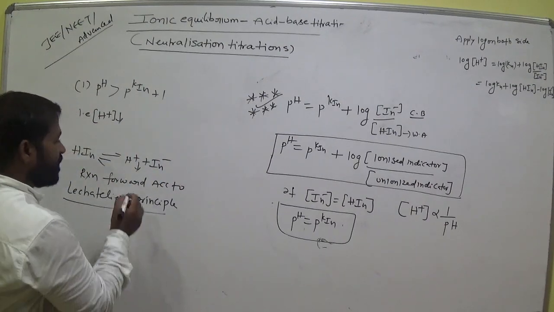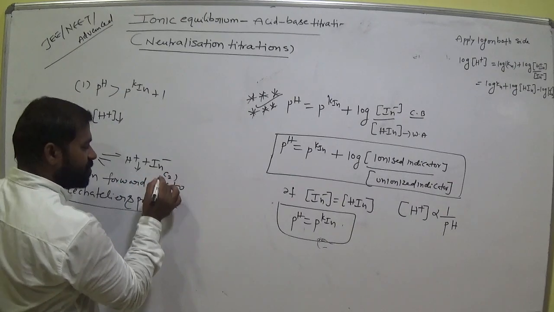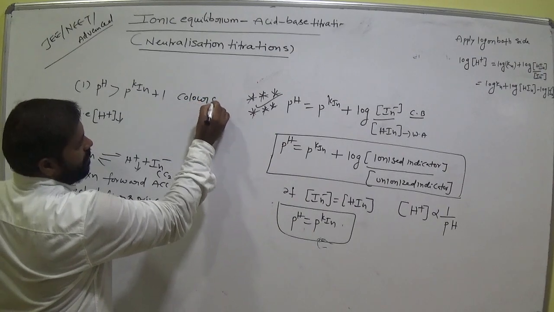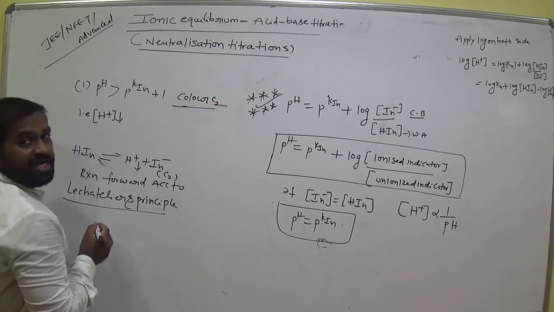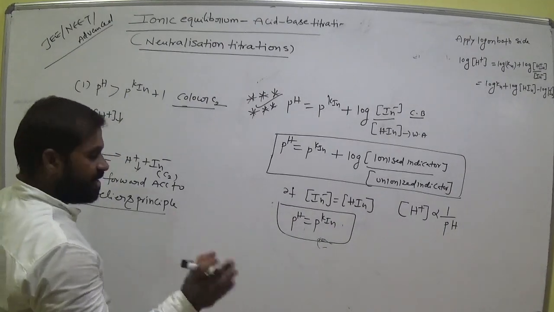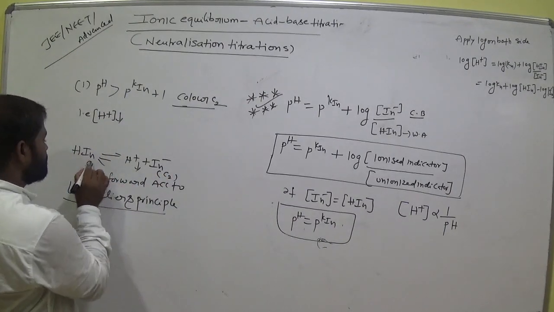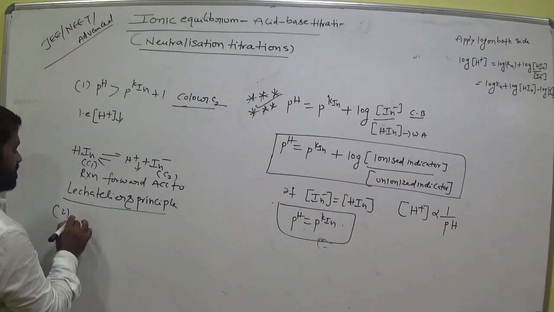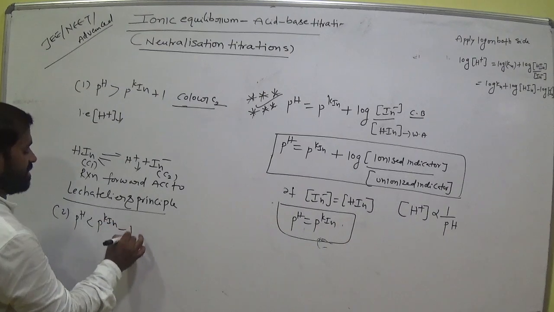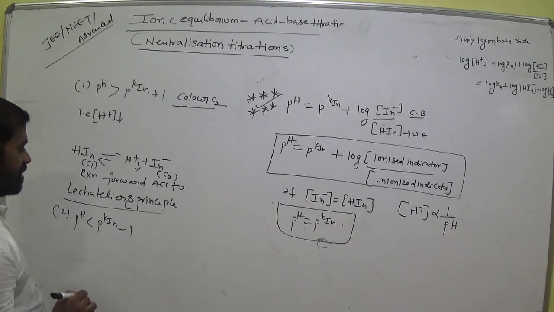So now which color is appearing? What is the color of this one? C2. Color C2 has appeared. The ionized color appears in the conical flask. Okay, clear? C2 color is appeared. This is C1. The other point is pH is less than pKIn minus 1.